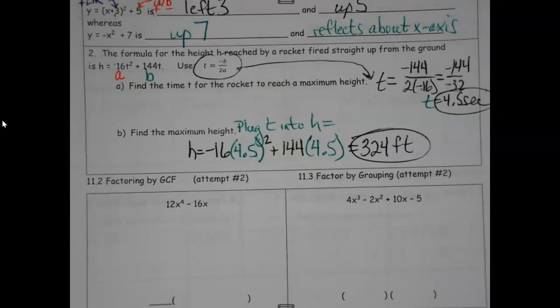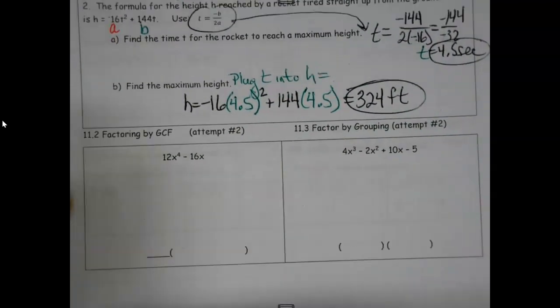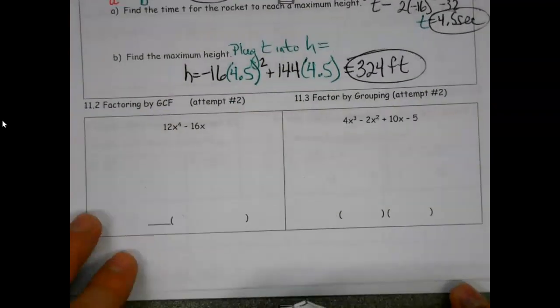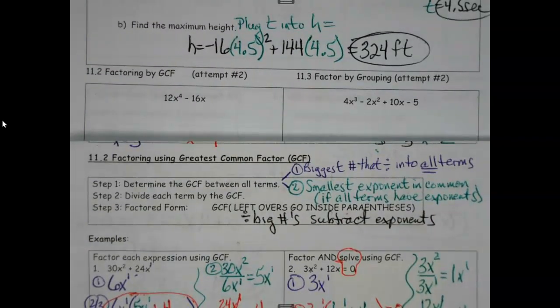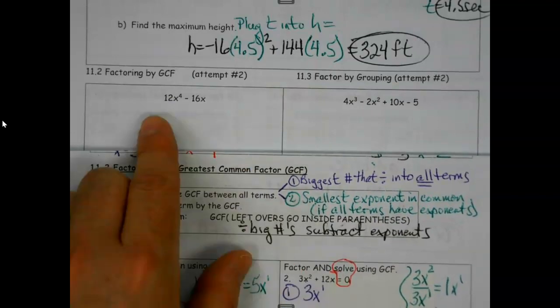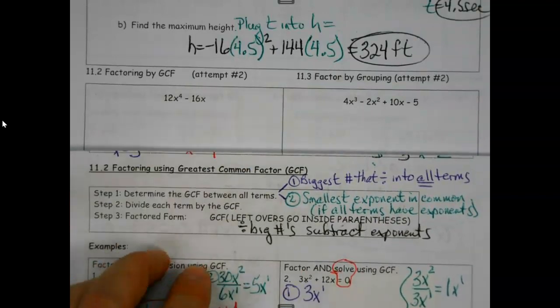So now we finally get back into the Unit 11 stuff. So now I can bust out my notes for sure and help me because I've been keeping up. So let me bump this up a bit. Try and avoid wires. Okay, factoring by the greatest common factor. Number one, the biggest number that goes into both terms.